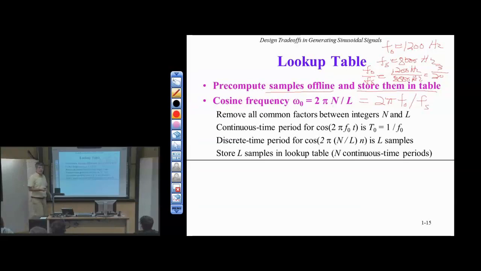Now, some interesting ways to read off this, because a period in discrete time doesn't necessarily match a period in continuous time. The reason for that is in discrete time, we're on an integer grid and not a real valued grid for the time domain. So the discrete time period is actually L samples, and those L samples contain N continuous time periods. So when N is 1, then the discrete time period and continuous time periods are equal. But when N is not 1, they're not equal.